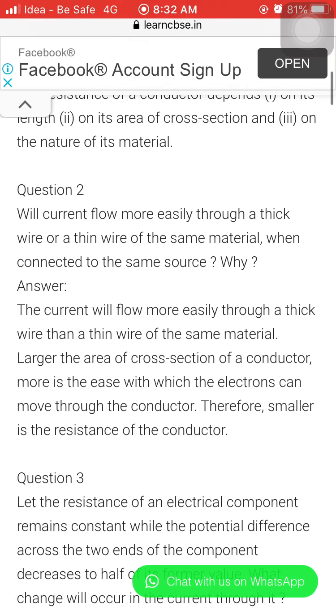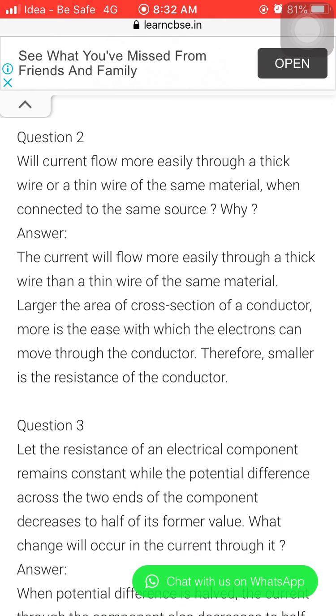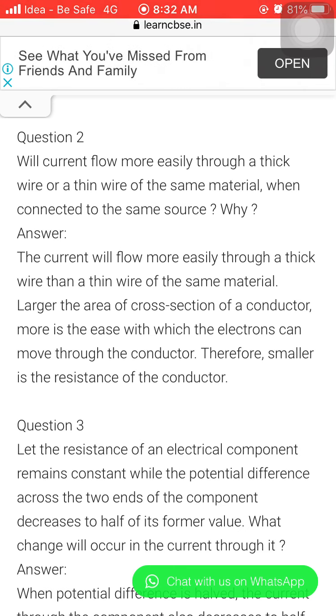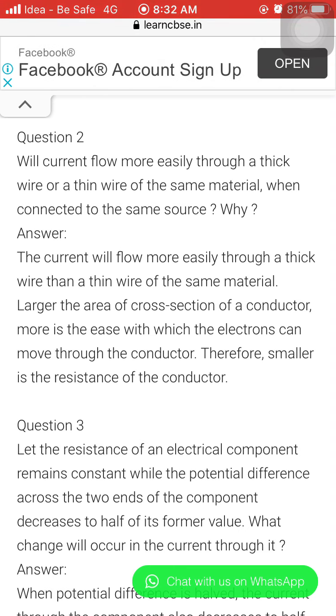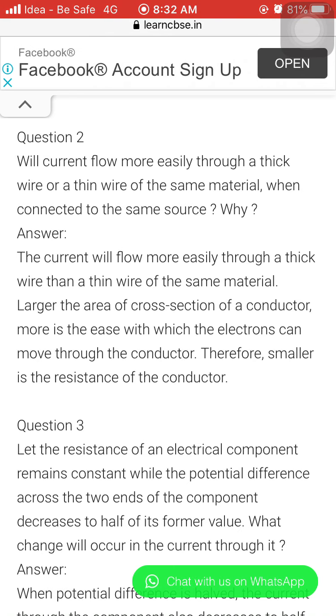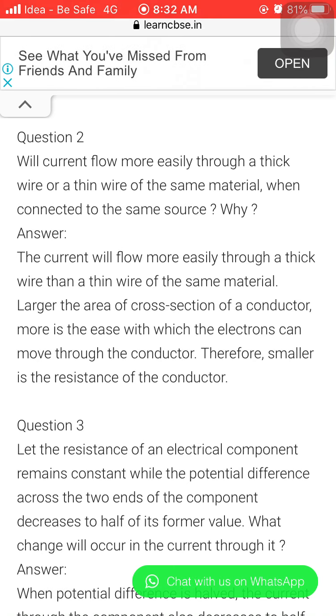Next question we have, will current flow more easily through a thick wire or a thin wire of the same material when connected to the same source, and why? So the answer would be, the current will flow more easily through a thick wire than a thin wire of the same material. Larger the area of cross section of a conductor, more is the ease with which the electrons can move through the conductor. Therefore smaller is the resistance of the conductor. We already have seen resistance of any conductor is inversely proportional to the area of cross section. That means the current easily flows through a thick wire.